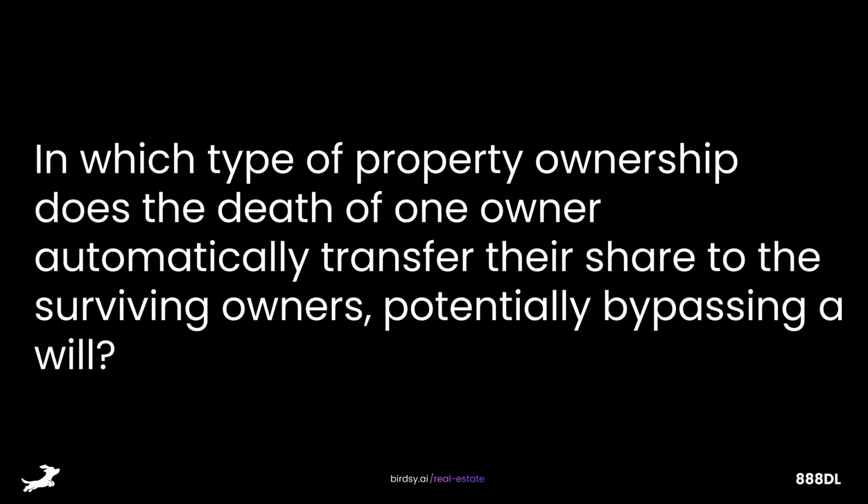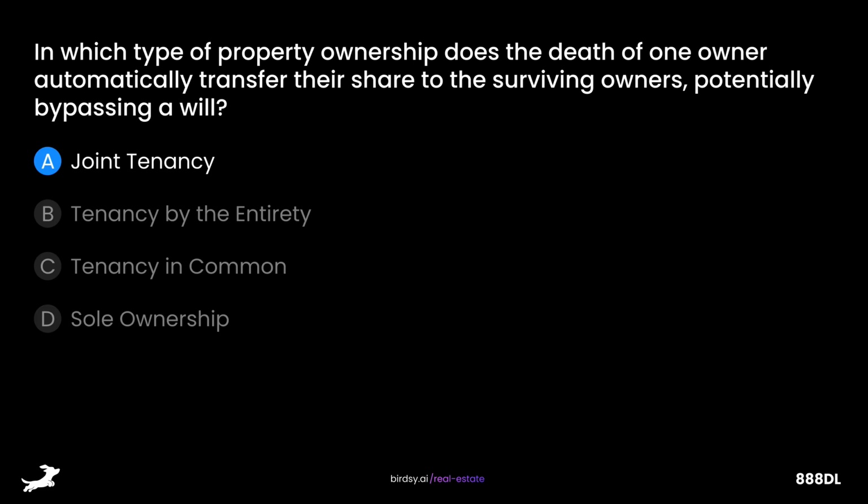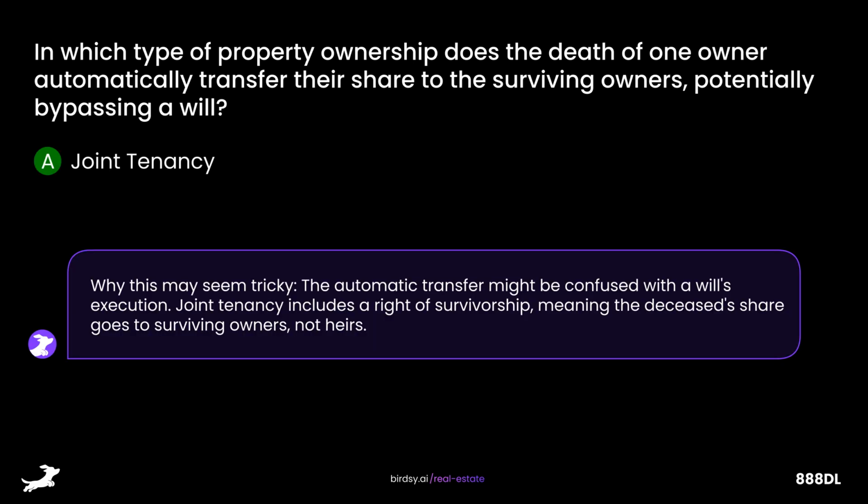In which type of property ownership does the death of one owner automatically transfer their share to the surviving owners, potentially bypassing a will? Is it A, joint tenancy, B, tenancy by the entirety, C, tenancy in common, or D, sole ownership? The answer is A, joint tenancy. Why this may seem tricky. The automatic transfer might be confused with a will's execution. Joint tenancy includes a right of survivorship, meaning the deceased's share goes to surviving owners, not heirs.